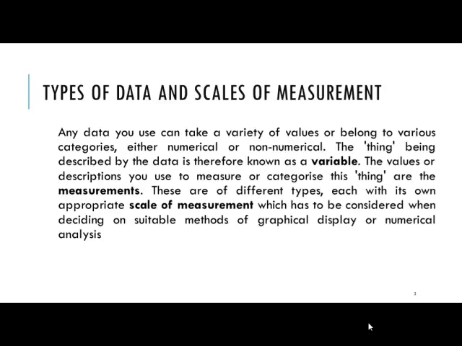By definition, any data you use can take a variety of values or belong to various categories, either numerical or non-numerical. The thing being described by the data is therefore known as a variable. So, dear students, a variable is a quantity which changes from time to time, place to place. The values or descriptions you use to measure or categorize these things are measurements. These are of different types, each with its own appropriate scale of measurement, which has to be considered when deciding on a suitable method of graphical display and numerical analysis.